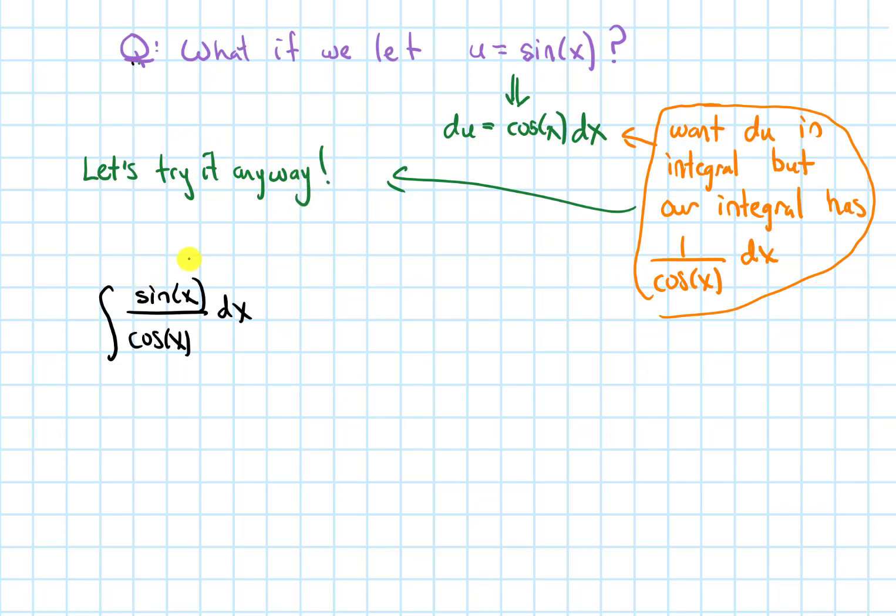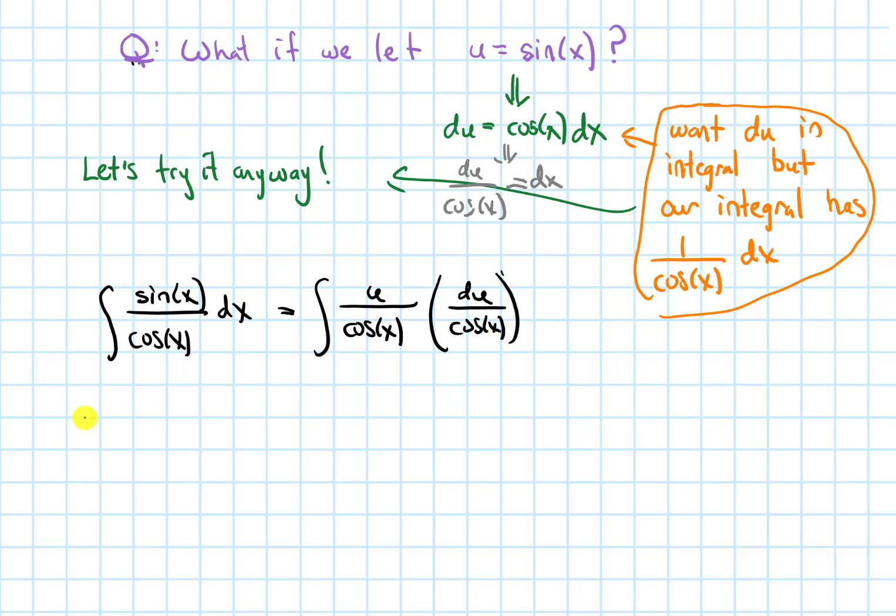So here was our integral. So if I plug in, the numerator becomes u. I'll still have the cosine on the bottom. And for the dx, well, I have to isolate dx here. I'll get du over cosine x equals dx. So if we plug that in, we'll get du over cosine x getting plugged in. All right, so this becomes the integral of u over cosine squared x du.